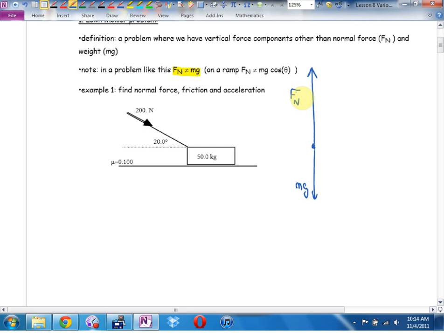What else? Well, which way is friction? Which way is this thing going to slide if it can at all? It's got to go to the right, because you're pushing this way. It's got to go to the right if it's going to go anywhere. So which way is friction? And then we have the applied force. 200.